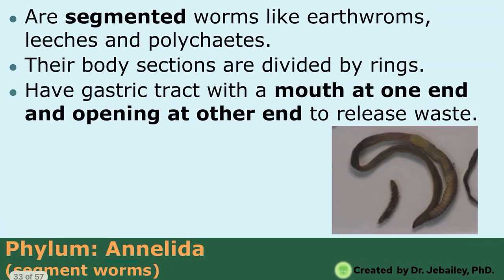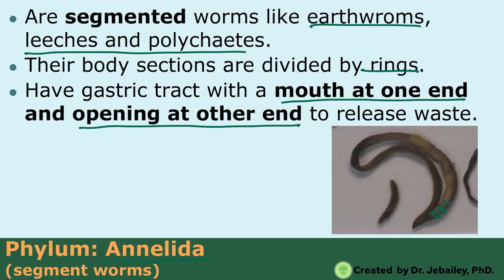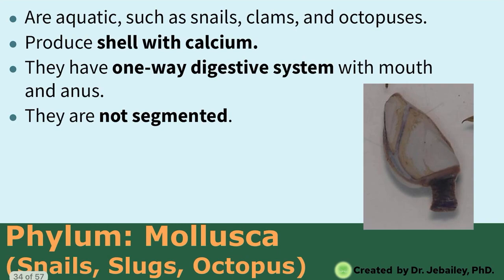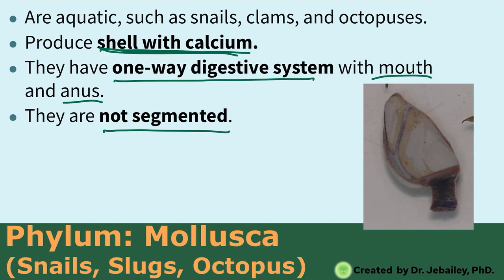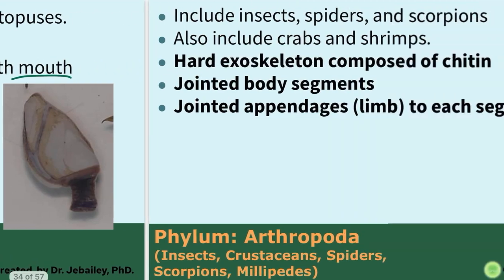Then you have the Annelida. Annelida here is the one that has the segmentation. So you can see right here, these lines coming out, these are segments. It can be earthworms, leeches, and so forth. They're divided by rings, with one mouth at one end and an opening on the other end. So they do have a gut that has a mouth and an anus. Mollusca. These guys usually have a shell with calcium, okay? And they have a one-way digestive system, which means they have the mouth and the anus, and they're not segmented. So again, you have to know these main things. Things that are bold here are the ones that mostly show up in IB.